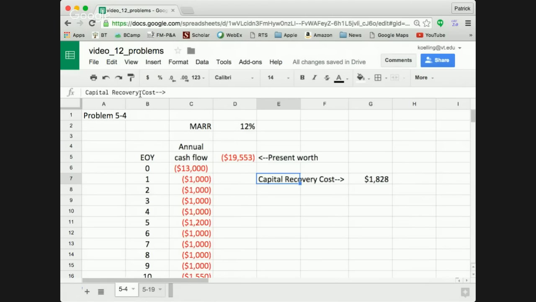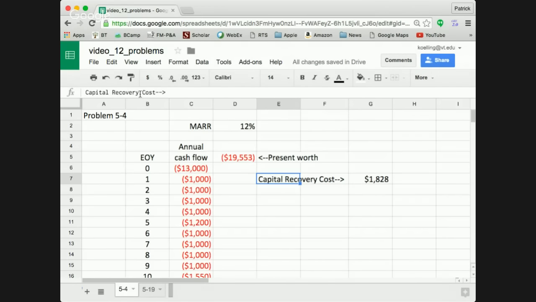This is not a cash flow. So when we're not dealing with cash flows, the convention of positive and negative is something I don't stick to. We look at the label, and the label here is a capital recovery cost. So while it is $1,828 and it's a positive number, it's a cost, an equivalent cost. That's not a cash flow.